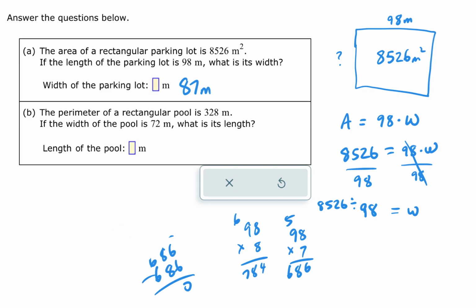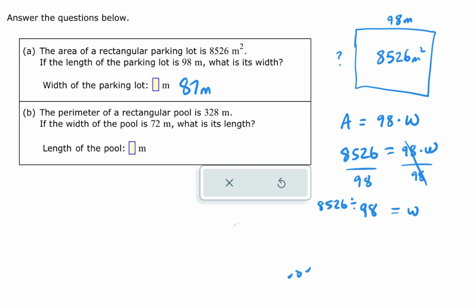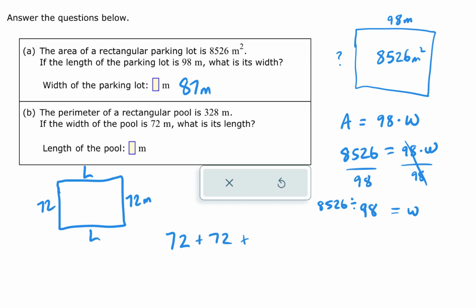I'm going to have to erase some of this to give me some space here. Our next part B says the perimeter of a rectangular pool, distance around it, is 328 meters. And we know the width is 72 meters. We want to know its length. So if that side's 72, this side's 72. The question is, what is the length? I'm going to call that L. So 72 plus 72 plus L gives us the perimeter of 328.